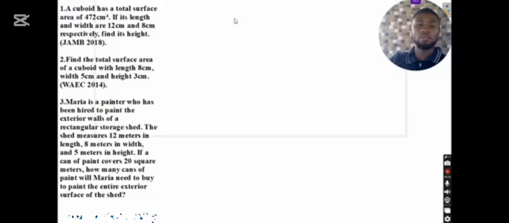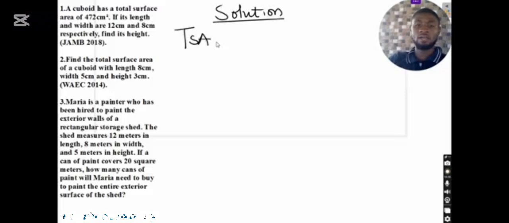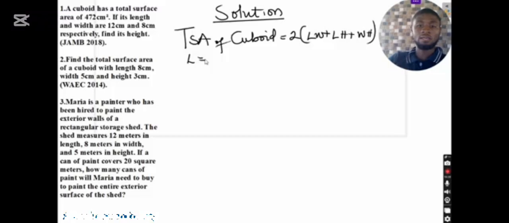Find the total surface area of a keyboard with length 8 centimeter, width 5 centimeter, and height 3 centimeter. This is a WAEC question for 2014. So let's see the solution. So having known that TSA, total surface area of keyboard, is equals to 2 open bracket LW plus LH plus WH. So I can tell that L is equal to 8, W is equal to 5, height is equals to 3 centimeter.